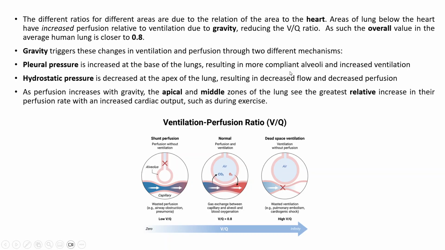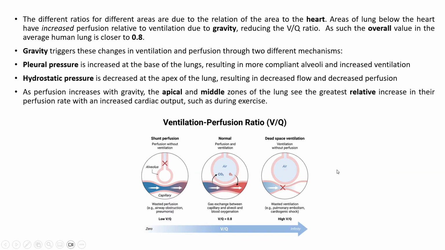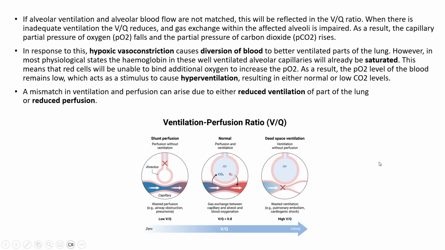So, resulting in more compliant alveoli and increasing ventilation. Whereas hydrostatic pressure is decreased at the apex of the lung, resulting in decreased flow and decreased perfusion. So as perfusion increases with gravity, the apical and middle zones of the lung that we saw here, they see the greatest relative increase in their perfusion rate with an increased cardiac output, like for instance during exercise. Okay, so this is just showing that. In fact, I'll explain it in the next slide.